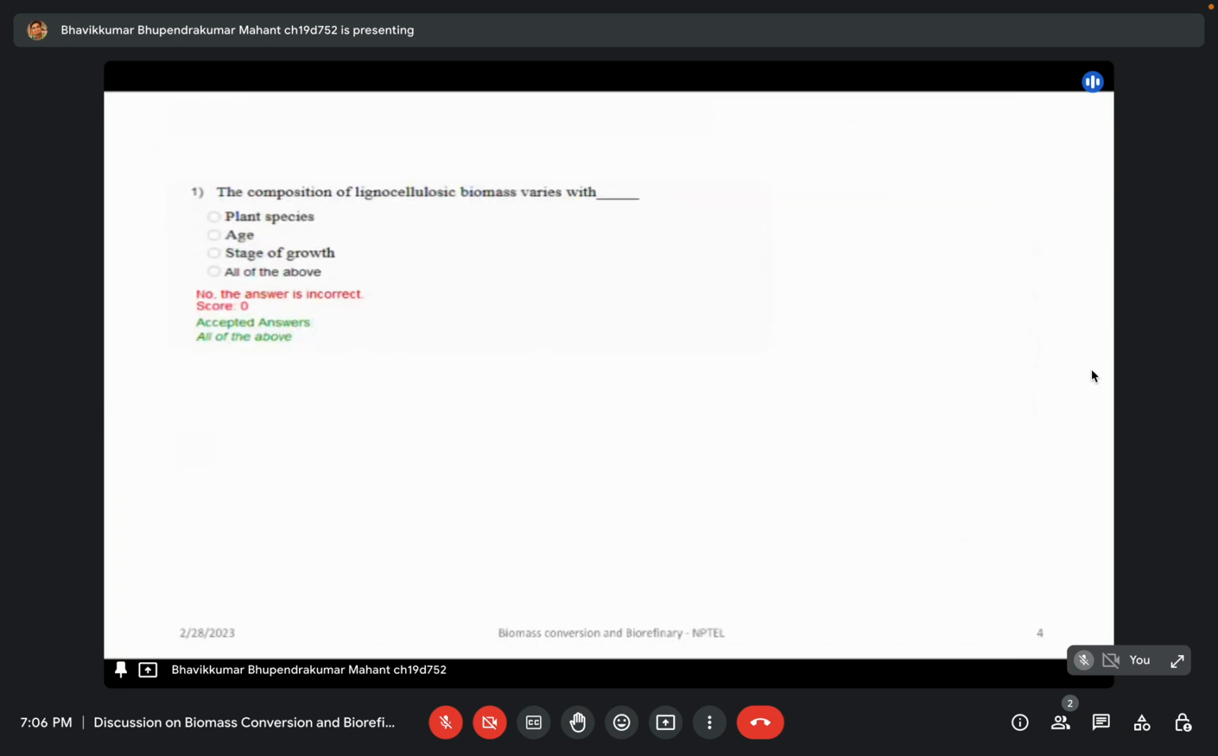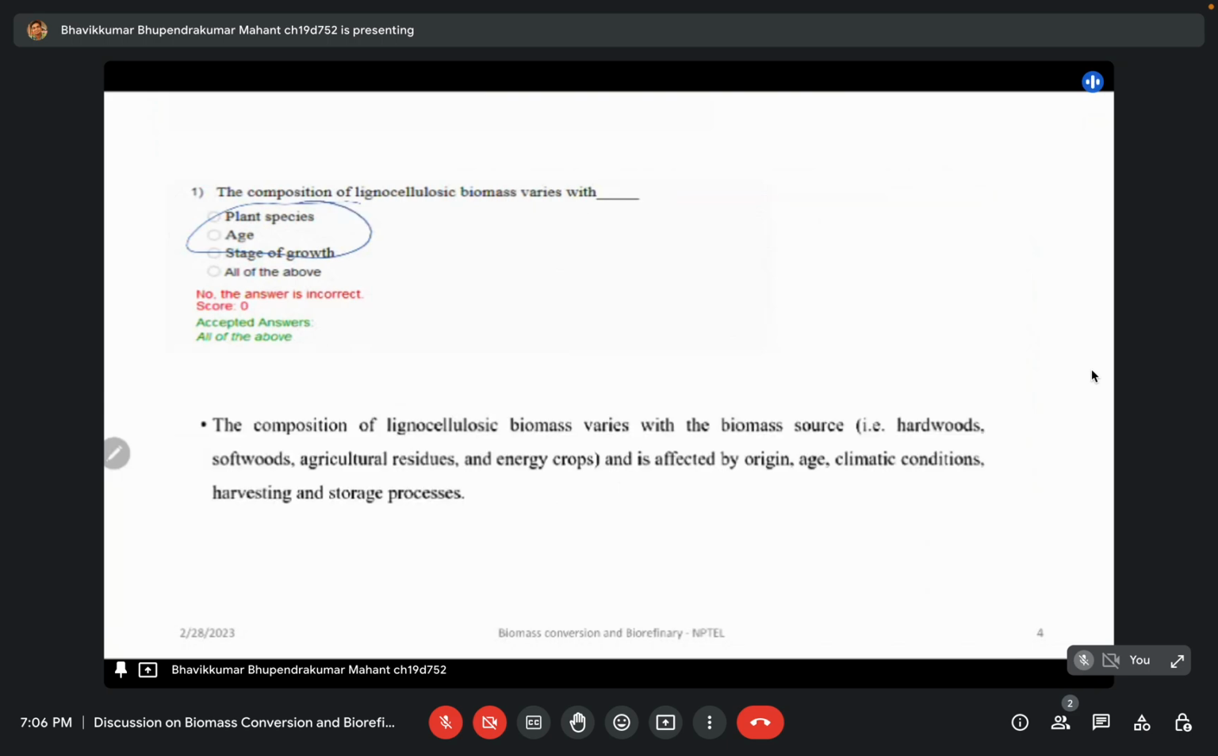As you can see, this is the question which is asked in the assignment. The composition of the lignocellulosic biomass varies with plant species, age, stage of growth. All of the above must be the answer. As we just see, the answer to the question lies in that particular sentence. It is affected by origin, age, climatic condition, harvesting, and storage processes.